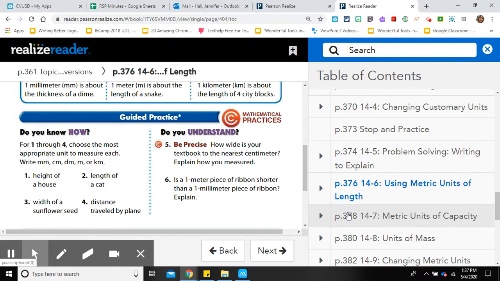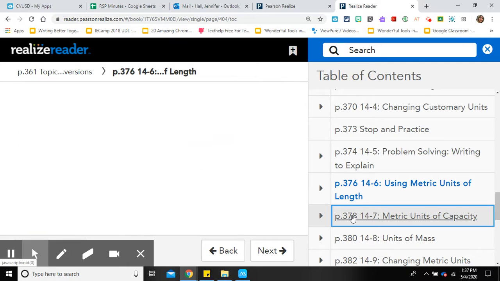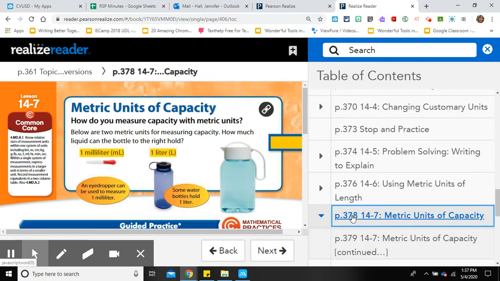Okay, so let's go on to metric units of capacity. This is 14-7. Capacity is going to measure how full something is. Typically it's with liquid, but it could be with other solid things as well. So we have milliliters. That would be like a little droplet. You can think of maybe an eyedropper, like somebody putting eye drops into your eyes. That could be measured by milliliters.